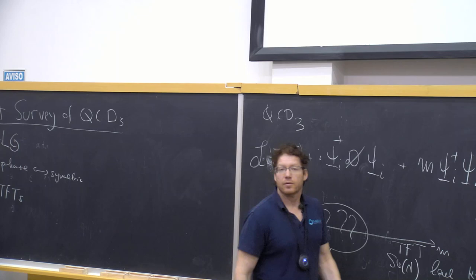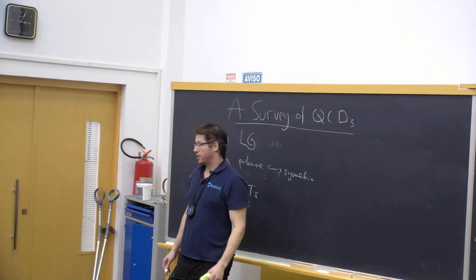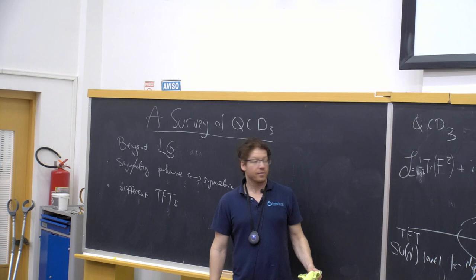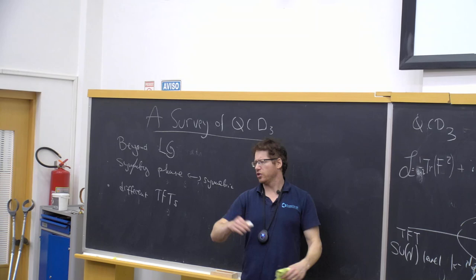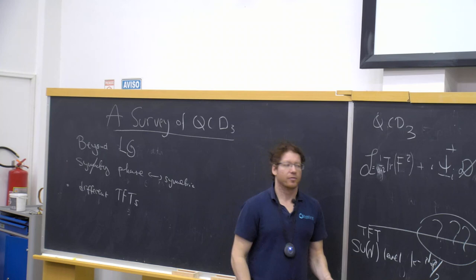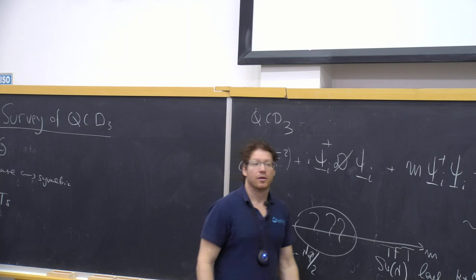When the mass is large compared to all the other parameters, sufficiently large. G and K: K is dimensionless, and G is dimensionful. So let's say when the mass is much, much bigger than G, much, much bigger than G times K, much, much bigger than G times N, where N is the rank. So when the mass is sufficiently large, you can always just integrate out the fermions because they are non-dynamical.